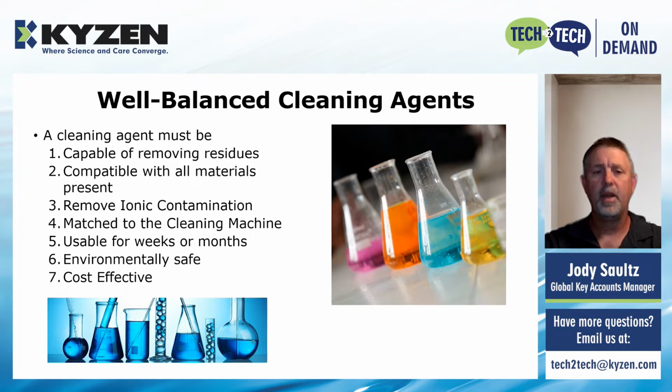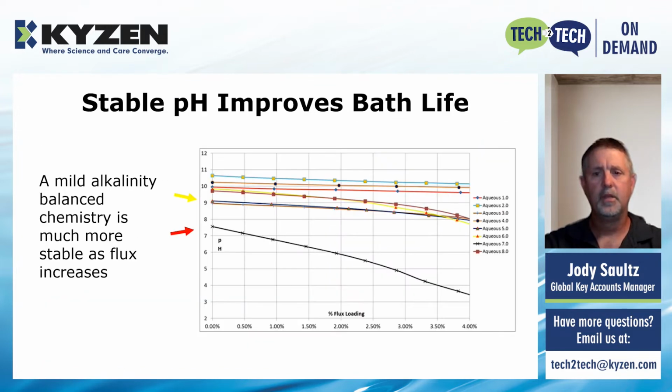They need to be compatible with all these materials present. Manufacturers' products and boards have changed drastically over the years, so that's very important for compatibility. And they also need to be able to remove those ionic contaminations. And they need to be matched with a piece of equipment that's right for you, the customer. Usable for weeks or months. You don't want to put chemistry in a machine and have to change it out every week. And then, of course, I think one of the most important is they need to be environmentally safe, and yet cost effective as well.